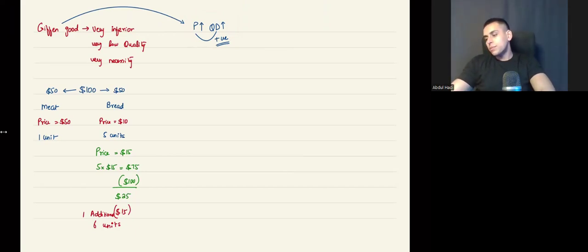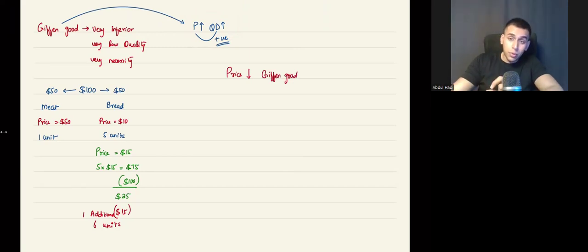Now there is a case that your price level is falling, and the examiner has asked you to draw the diagram for the given good. If there's a positive relationship between price and the given good, when my price level is rising, my quantity demanded for the given good is rising. But if my price level falls, the quantity demanded for the given good will fall as well, proving a positive relationship, right?